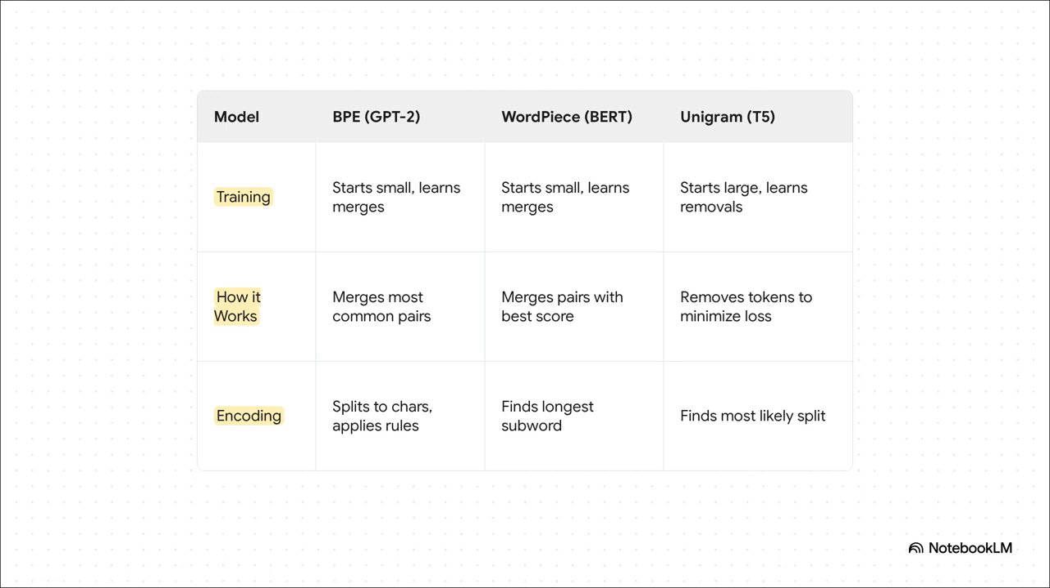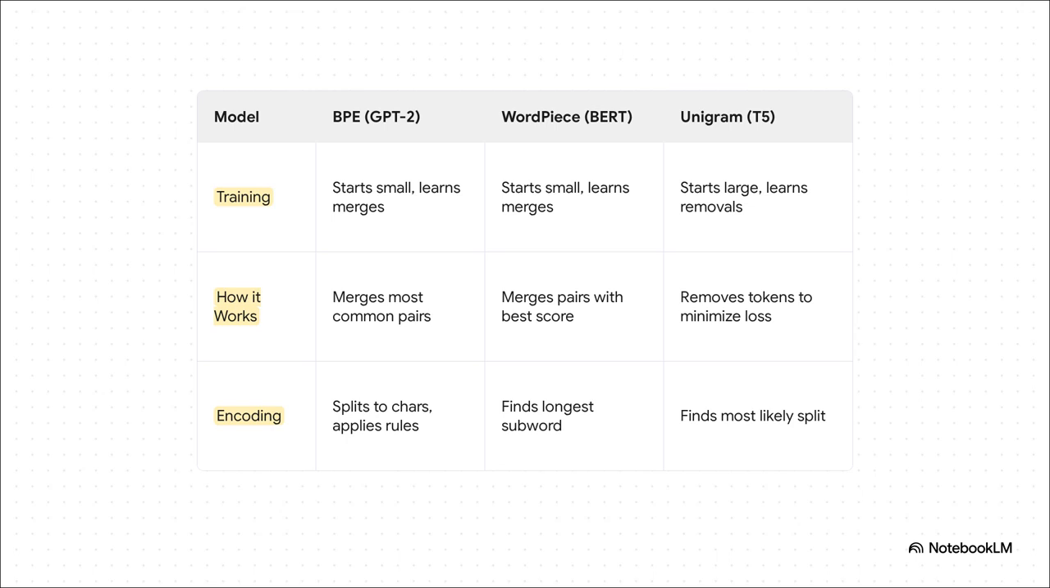Okay, this table right here is the key to understanding the three master algorithms. Let's just walk through it. First, look at how they're trained. You've got BPE, which GPT-2 uses, and WordPiece, which BERT uses. They're both what you'd call bottom-up. They start with a pile of individual characters and then learn, over and over, to merge the most common pairs together. It's like building with Legos.